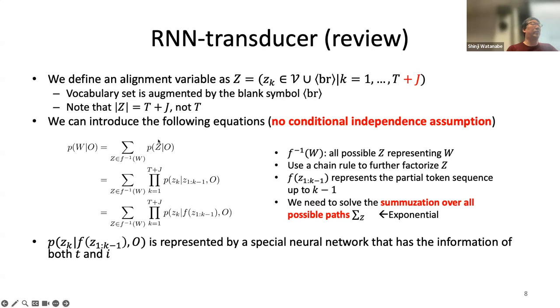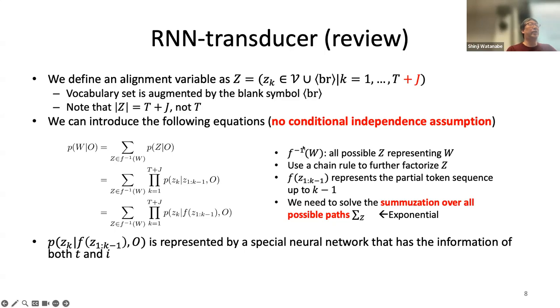Okay, let's then formulate these equations. From here to here, what kind of rule did we use? Product rule or chain rule, right? And then this itself may be good to tackle, but instead of using the alignment history as a condition, we usually use the partial token sequence from 1 to k minus 1. So instead of using the alignment, we change the condition to the partial token. So this is the basic equation of the RNN transducer.